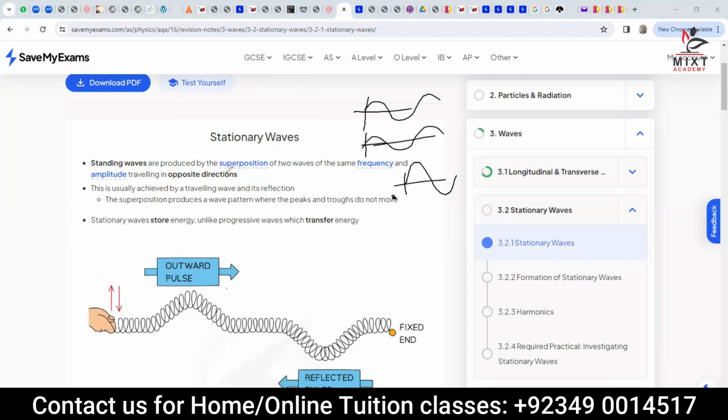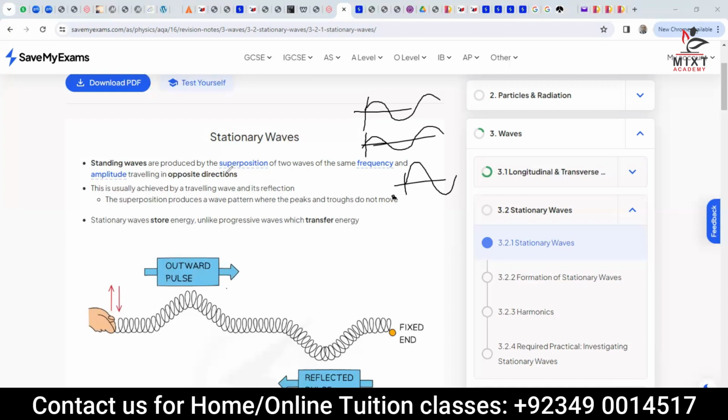If two waves are superposed on each other, the resultant may be a large displacement, or it may be a smaller displacement. So basically, standing waves are produced by the superposition of two waves of the same frequency and amplitude traveling in opposite directions. How is this achieved? Simply by a traveling wave and its reflection.